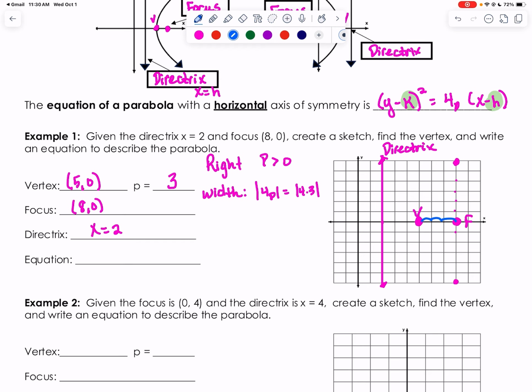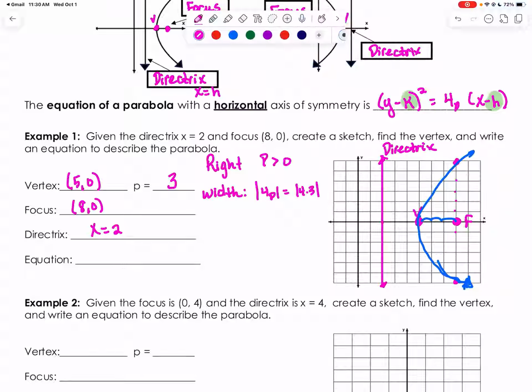Now you're going to take and make a U-shaped curve connecting the vertex and these two. Well, that's not a very good U-shaped graph, but that's the general idea. You've got a parabola that opens to the right.